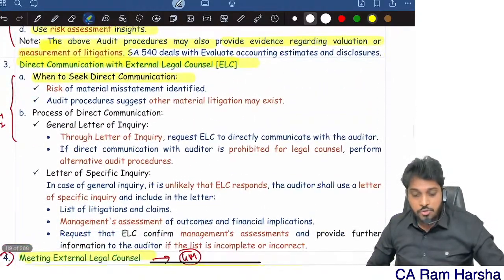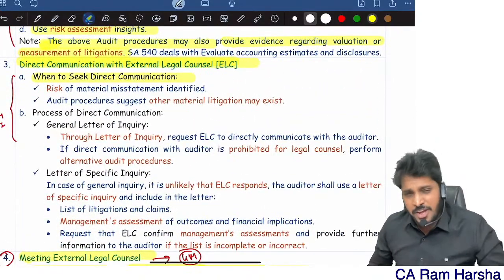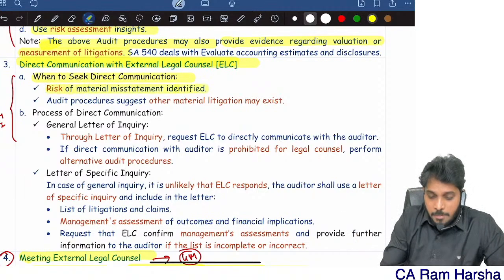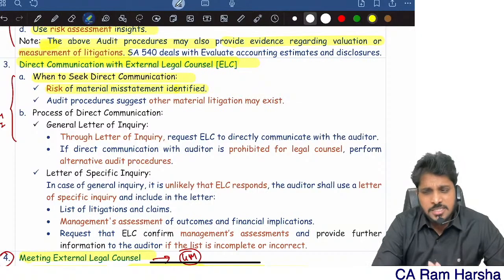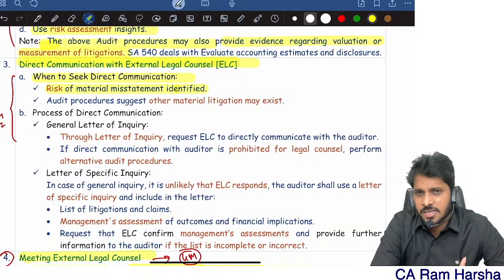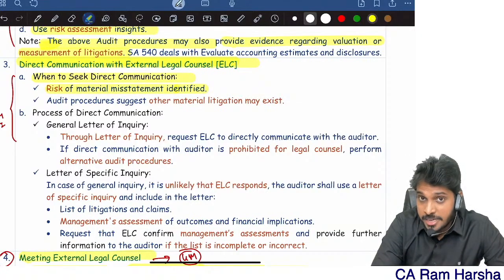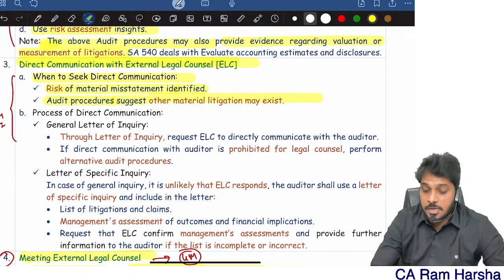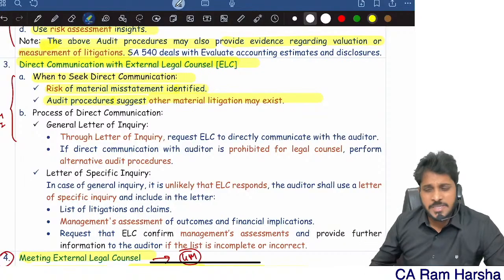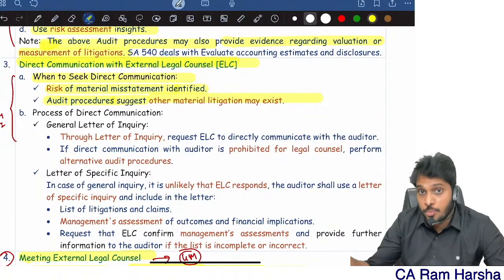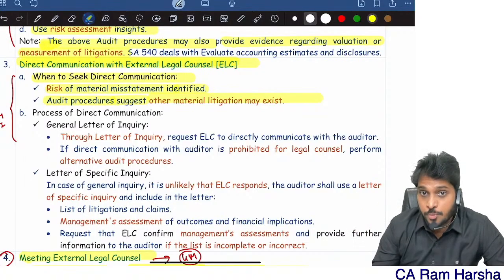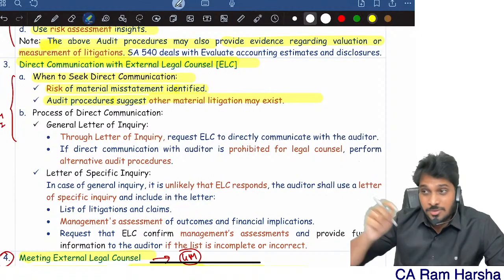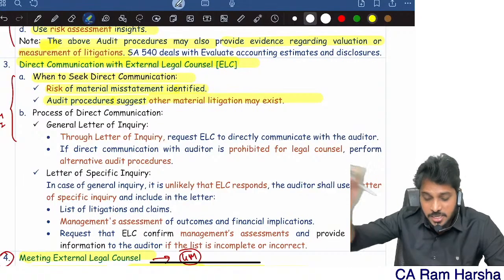Sometimes you want to send a confirmation. When will you send a direct confirmation, when will you directly communicate with them? When the risk of MMS is identified. If the auditor felt that some MMS is possible in litigations and claims, you felt that the company is omitting some material litigations, or audit procedures suggest some other litigation might exist. When I'm checking one case's documents, I felt that this will have a few more implications, a few more cases also possible. You felt that, so you want to get a clear-cut opinion of the lawyer. So that time also you can communicate with external legal counsel.